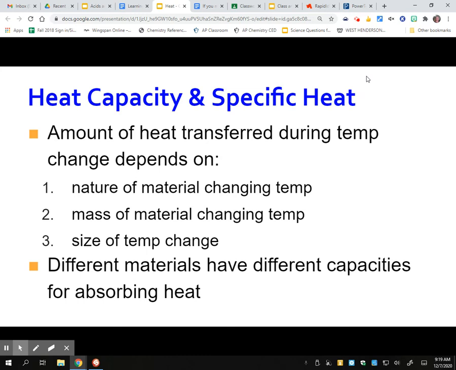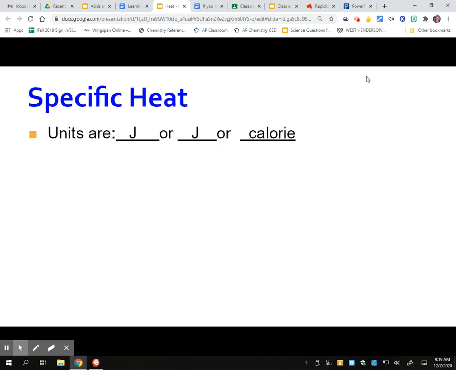Well, what is specific heat? The units kind of tell you what specific heat is. And I'm just going to take this first one right here. Joules is the amount of heat. So specific heat is the amount of heat it takes to raise 1 gram 1 degree C. So it's different for every substance.